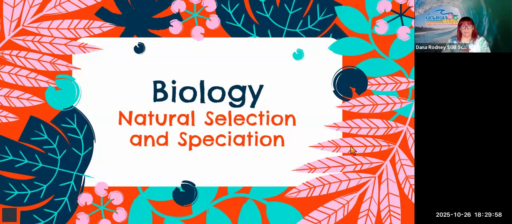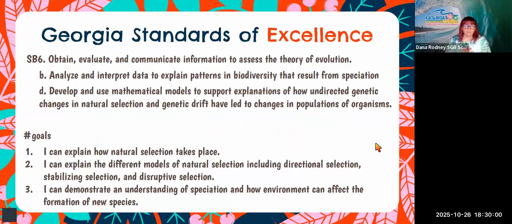So let's dive in. We are looking at Georgia Standard of Excellence SB6, and we're focusing on B and D today. SB6, of course, is assessing the theory of evolution, and B has us explaining patterns in biodiversity that result from speciation. D has us looking at explanations of how undirected genetic changes in natural selection and genetic drift have led to changes in the populations of organisms.